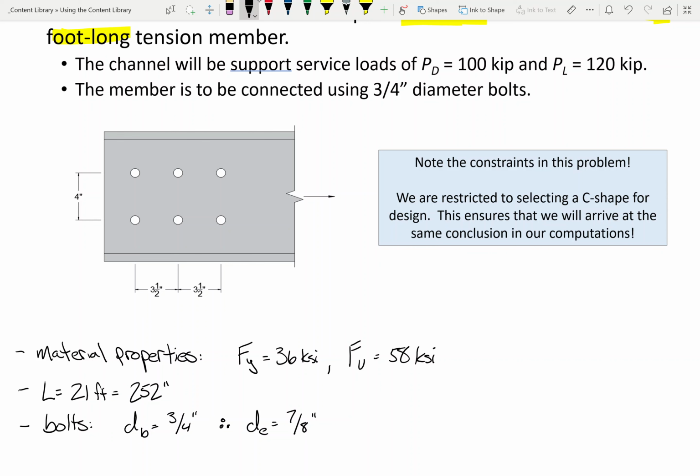Okay. All right. So let's go through this step by step. Okay, so what's going to be the first step regarding design? What do we need to do? Well, we're going to make a guess based on what? Factored loads. We need to factor the loads.